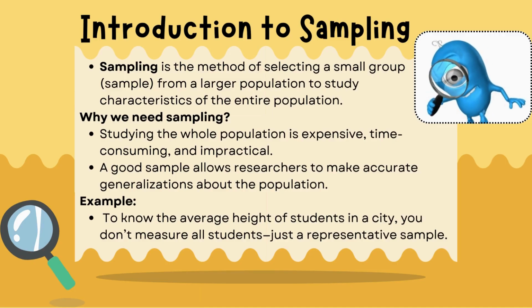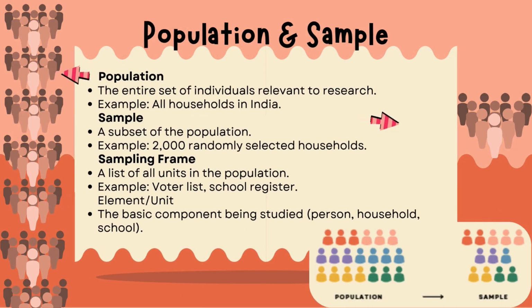For example, determining the average height of a student in a city requires measuring only a representative sample, not every student. We must establish 4 core terms for a complete understanding of sampling. First, population, the entire set of individuals relevant to the research. An example is all households in India. Sample, a subset of the population, such as 2,000 randomly selected households.